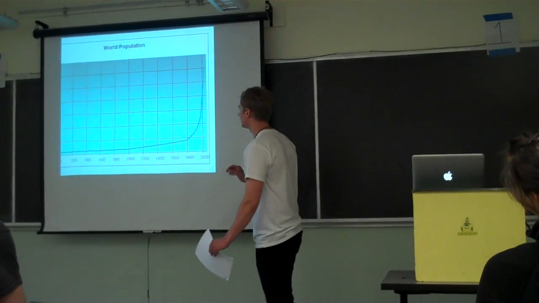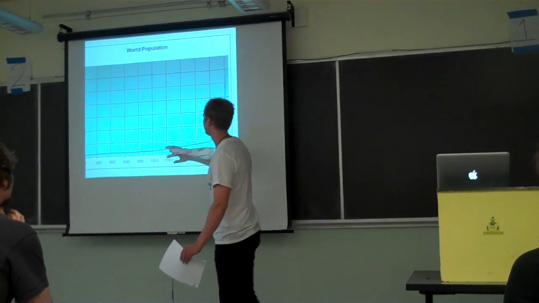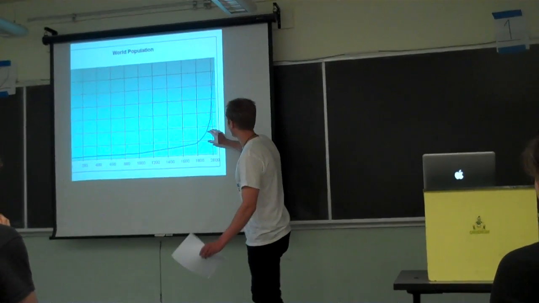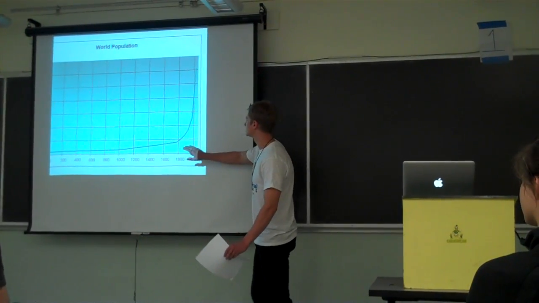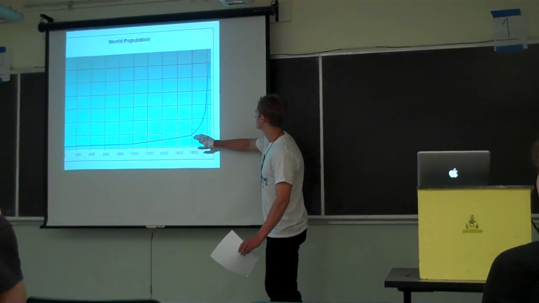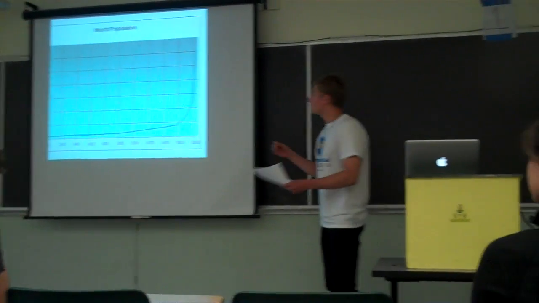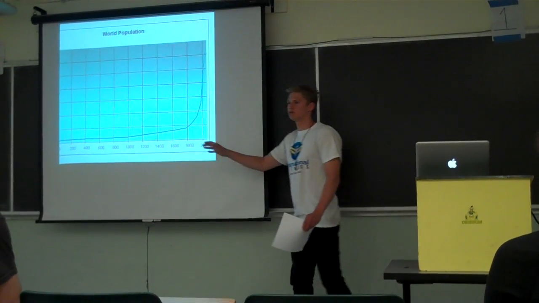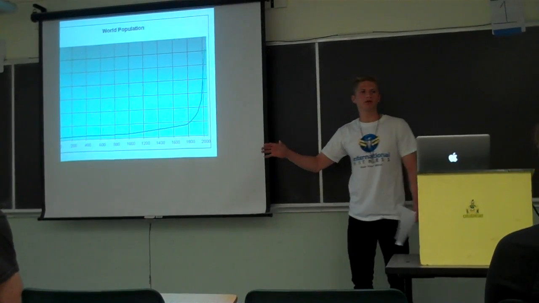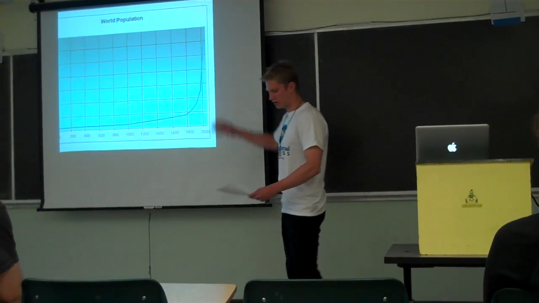So as you can see, since the time of Christ, human beings have been climbing at a steady rate, and something happened here in the 1800s. What happened that caused the rate of human beings to start to climb exponentially? What is this graph going to look like in the future? What is it going to look like 5 years from now? 20 years from now? 50 years from now? Where is that graph going?